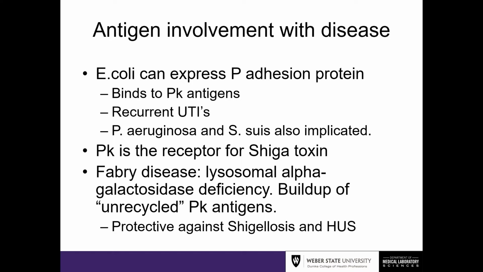The PK antigen, as it turns out, is the receptor that is targeted by Shiga toxin, and when it binds, it causes the Shiga toxin to be taken up by the cell.